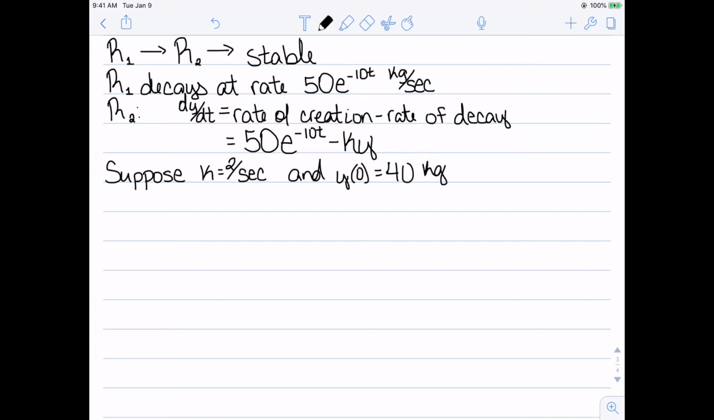We're going to suppose our decay constant is 2 per second, and we also assume that y of 0 is equal to 40 kilograms. So I want to find the actual mass y of t. I want to find this function y. So let's start by writing this in standard form. I'm going to change the k to a 2 and then add 2y to both sides. That gives me dy/dt plus 2y is equal to 50 e to the negative 10t. And once again, I still have my initial condition, y of 0 equal to 40.